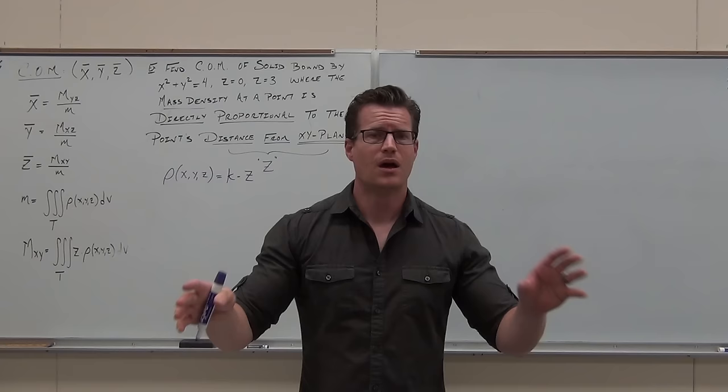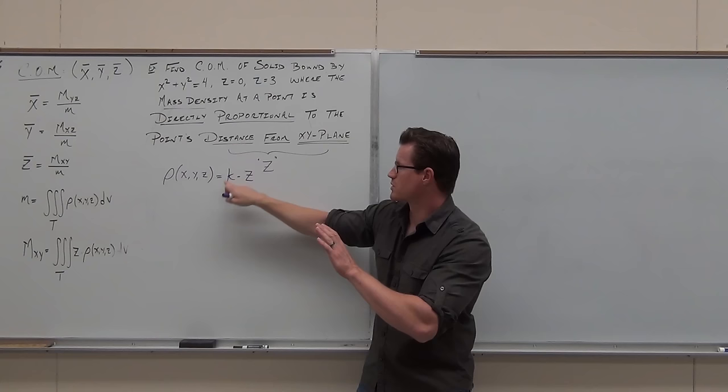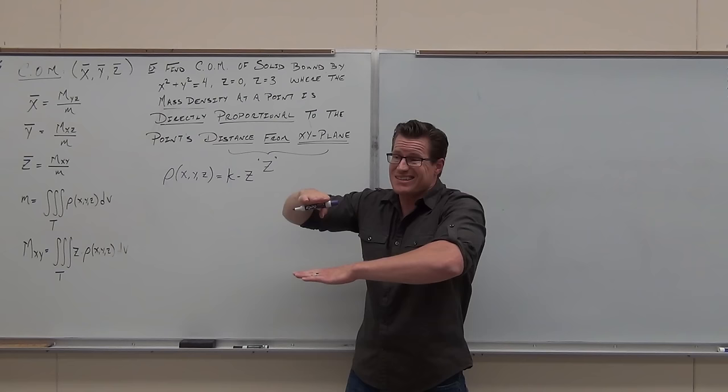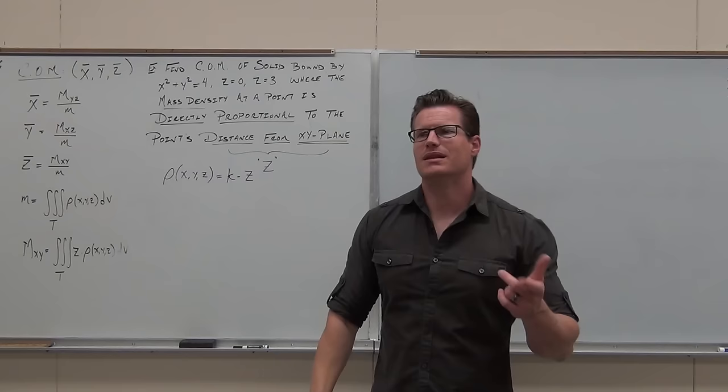The key here was finding out this idea that the mass density is directly proportional, k times the distance from the xy plane, which is z. Mass density, directly proportional to z. So your answer will be okay with that. So let's go ahead and let's start finding the mass. Now, everyone in class right now, what do we need to find the mass of a 3D region? What is it?